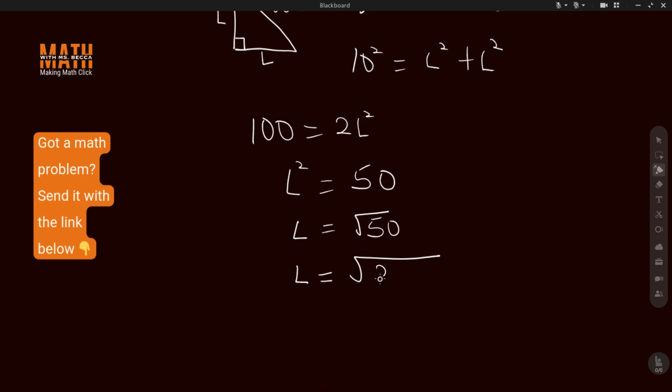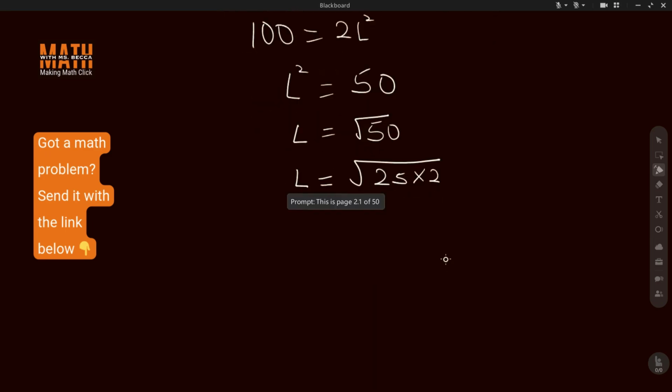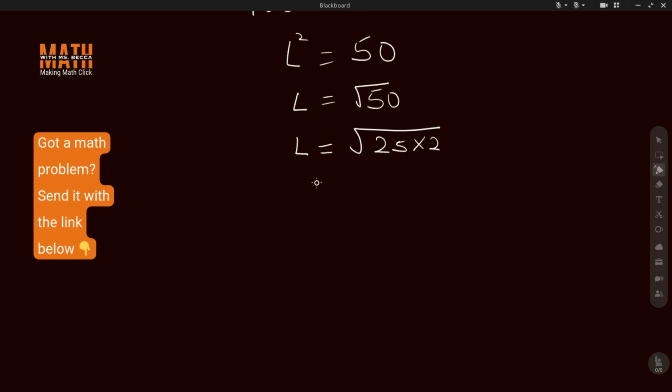Root 50 is the same thing as root 25 times 2. And that is the same thing as root 25, sorry, times root 2. And this will give 5. So this is 5 root 2. So the length is 5 root 2.